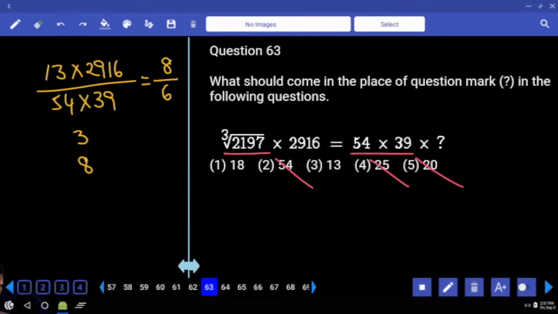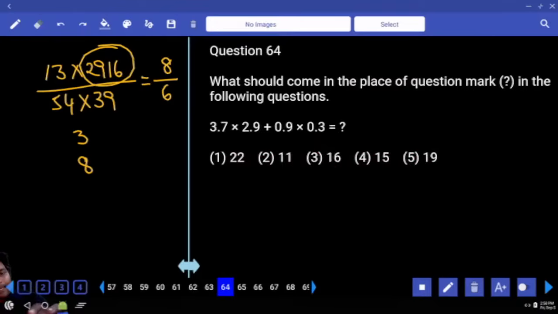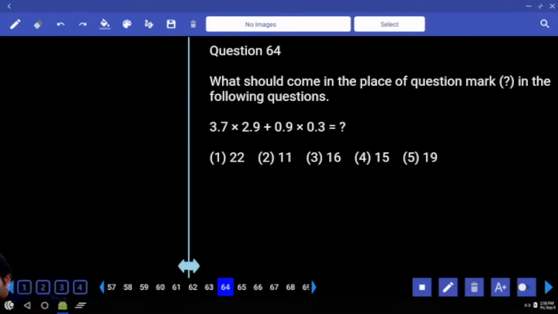Wait a minute. In denominator, you have even number 54. Is it a 2 multiple? Is it a 4 multiple? Come to numerator. 2916 is an even number. Is it a 2 multiple? Is it a 4 multiple? That means answer must be even number. 13 eliminated. You understand? Common sense.